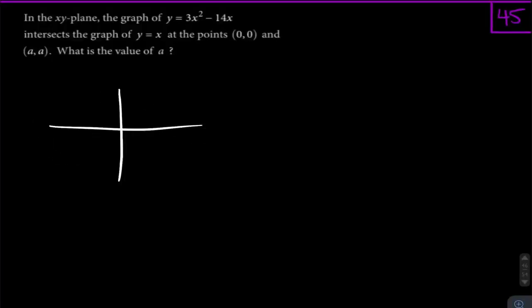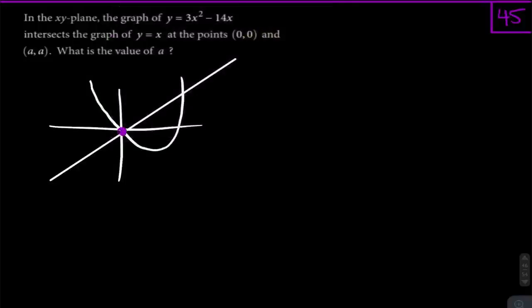So we can just draw some random parabola that passes through the origin, right? Something like that. And let's draw a line. Well, we know the line's y equals x. It passes through the origin. So there are two intersection points. There is (0, 0). And then the other intersection point is (a, a).